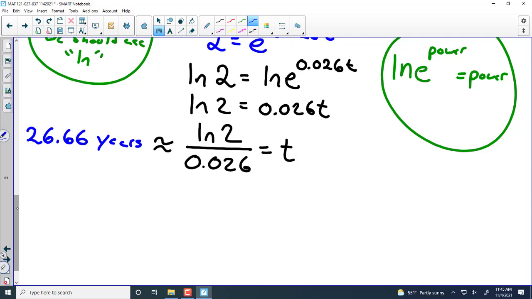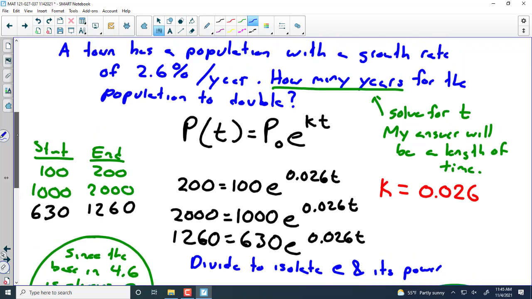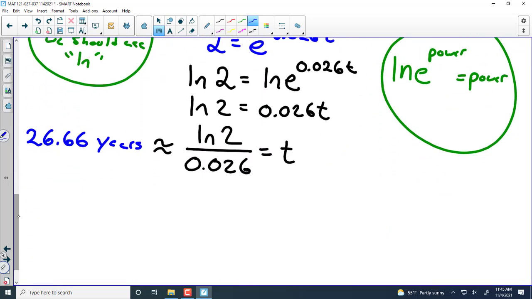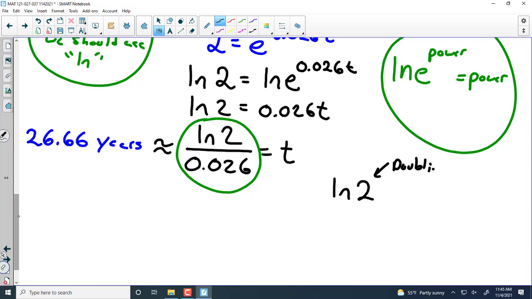Now, this took a little while to do, but I'll tell you, I want you to look at the very last thing we did here and think about where that came from. Why is there a 2 up there? Because the question was asking for what? Doubling time. So, the reason that we had a 2 was because it said doubling time.